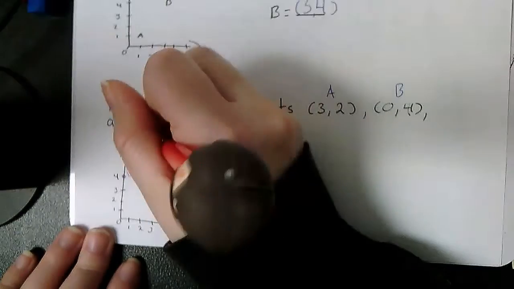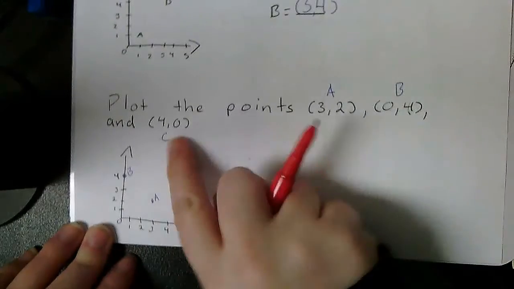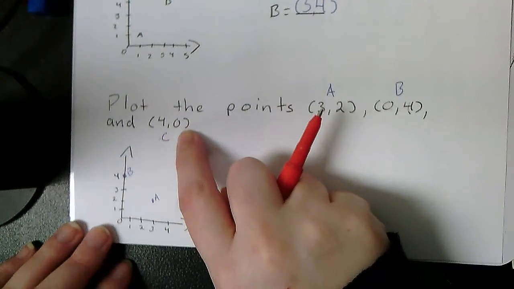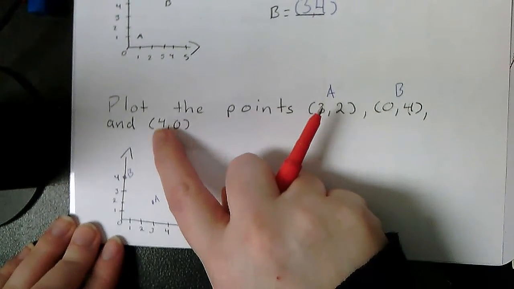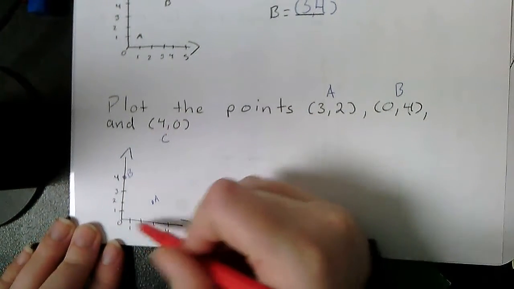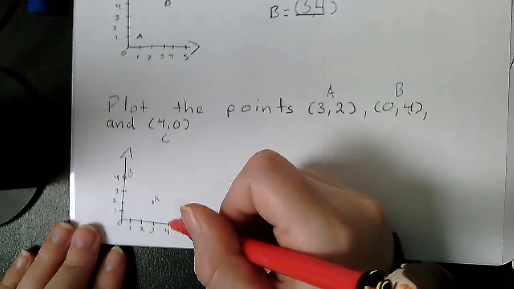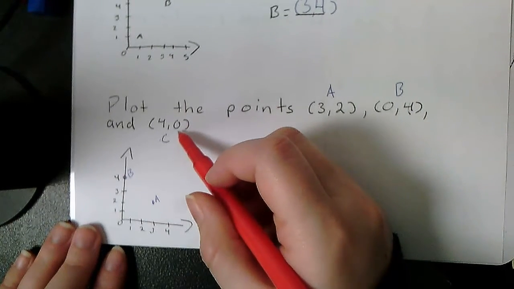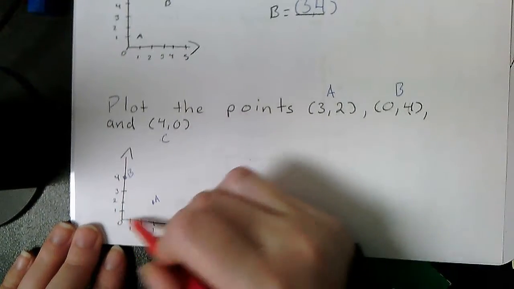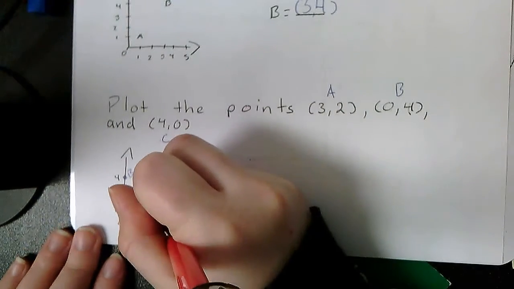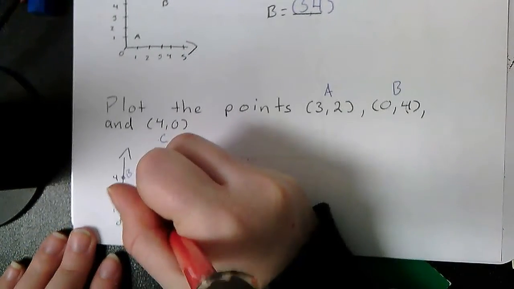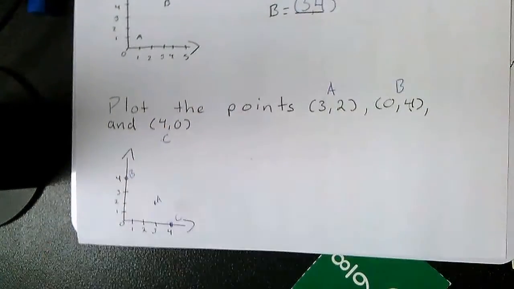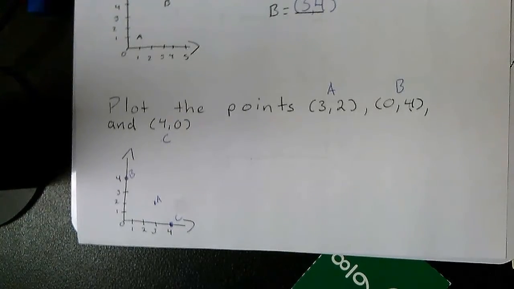So for our next point, we'll go ahead and just label that C. We now have to plot the point (4, 0). If we're plotting (4, 0), what this tells me again is my x-coordinate says that I'm moving over 4, right? But since my y-coordinate is 0, what that means is that I'm not moving up at all. So I move right 4, I don't move up at all, so I leave that point right there. I can label it C, and I now have all of my points plotted.